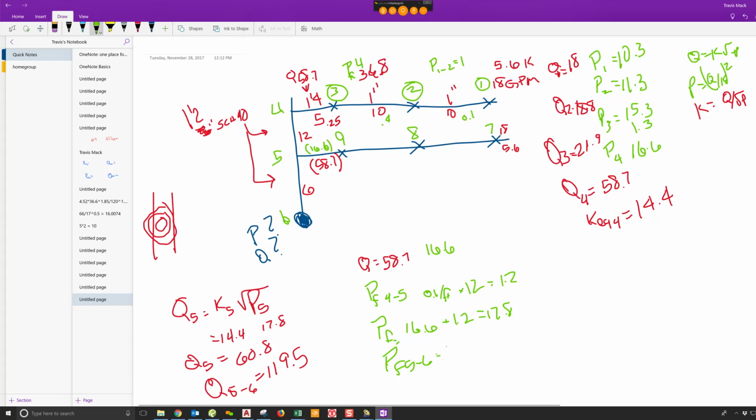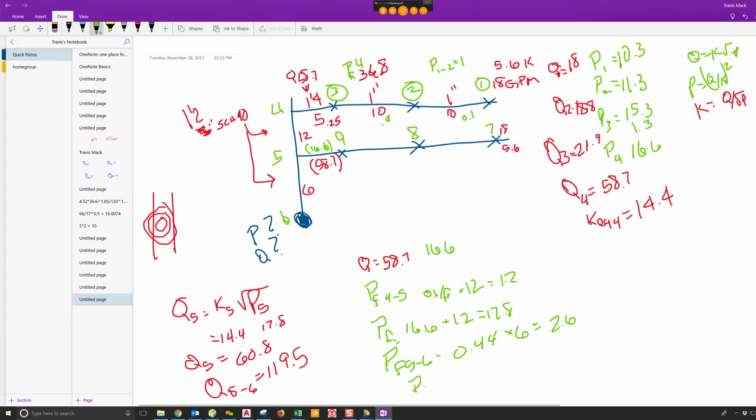And that's our standard 4.52 formula. So we do 4.52 times our flow, which was 119.5, to the power 1.85, divided by, we're still sticking with the 120, to the 1.85, divided by, this is still 1.5 pipe, so 1.61 to the power of 4.87. And your friction loss there is 0.44 pounds per foot times 6 feet equals 2.6. Did you come up with that?